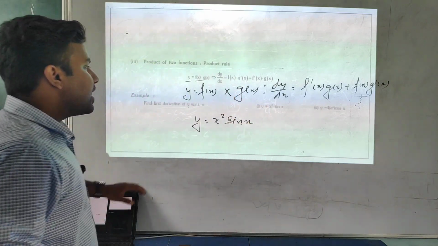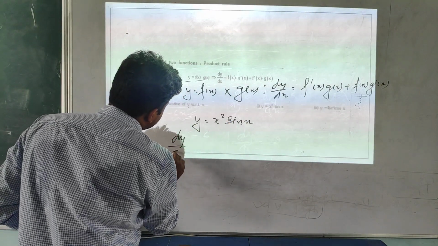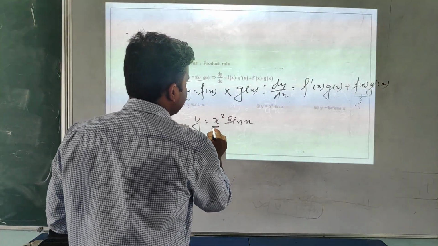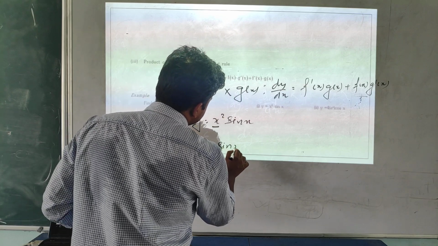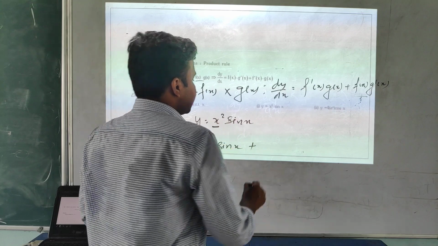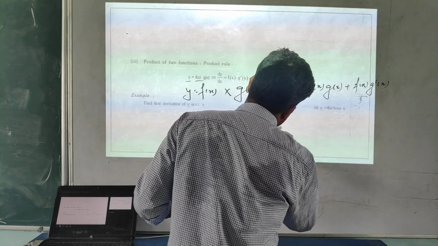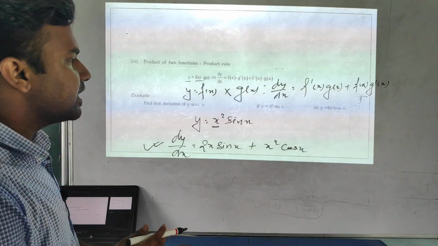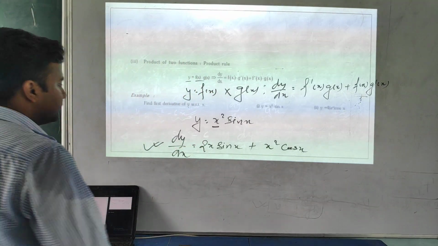Look at this, y equal to x square sin x. Now if you want to differentiate, dy by dx equals x square: first differentiate this one and write sin x directly. So you will get 2x sin x plus, in the second case, the first function you write directly, and the second one, sin x, differentiates to cos x. So dy by dx equals 2x sin x plus x square cos x. Is it or not? Note down this.